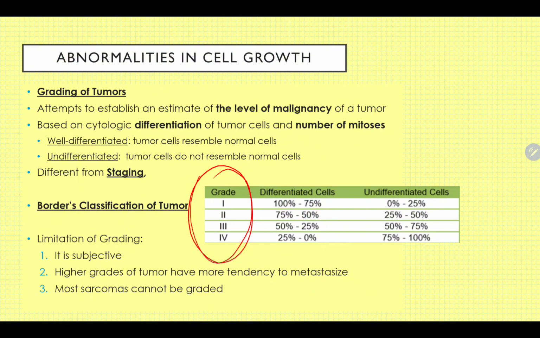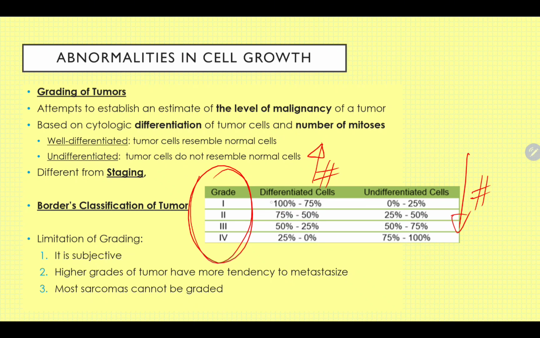Kung titingnan niyo, for the differentiated cells, pababa po yung numbers, 100 to 75. Ibig sabihin, dito sa differentiated cell, the higher the number, the better po. The higher the percentage, the better. Okay? For the undifferentiated naman, kung titignan ninyo, pataas ang kanyang numbers, kasi ang goal natin dito is the lower the number, the better po.